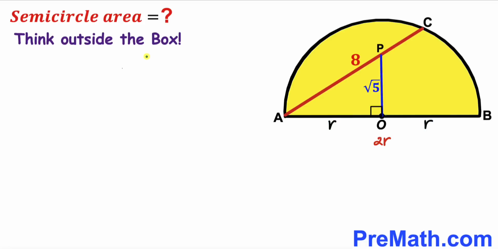And now to make our job easier, let me go ahead and think outside the box. So therefore, I'm going to connect these points B and C, as you can see in this next step, and as a result we got this chord BC.